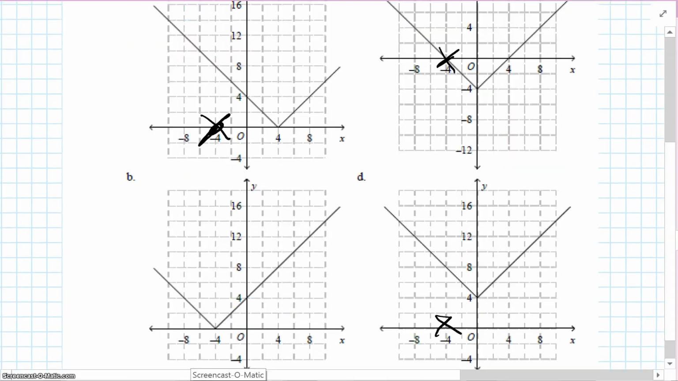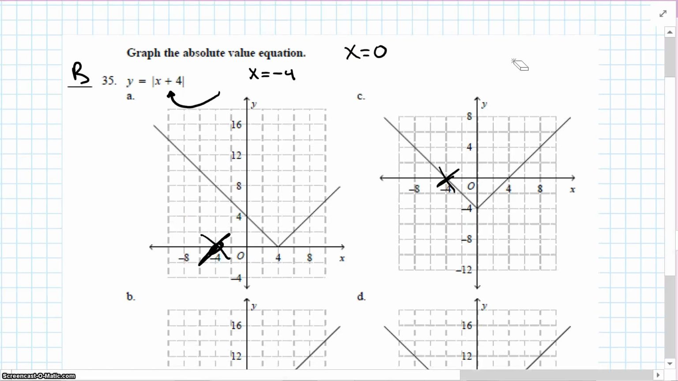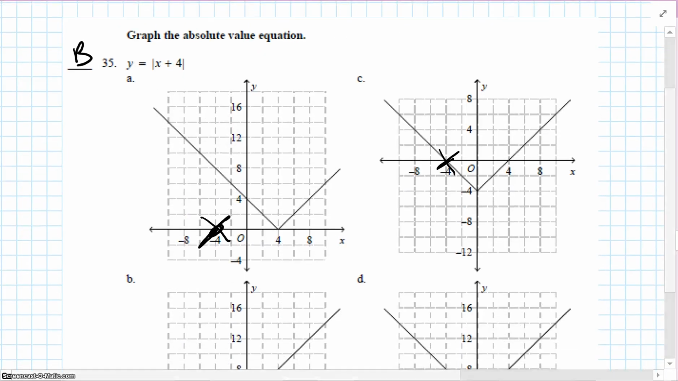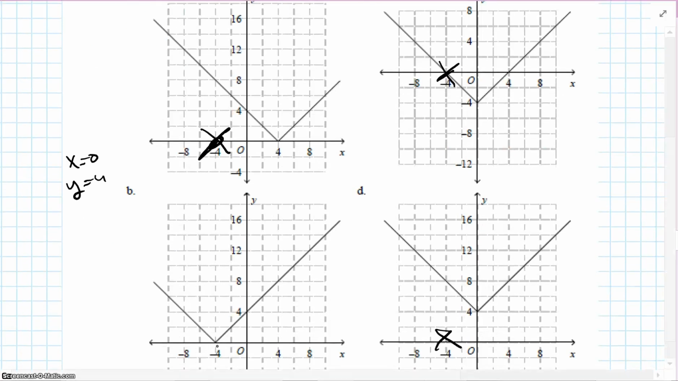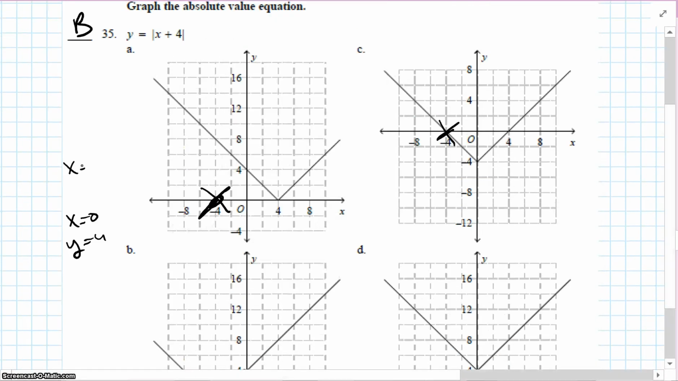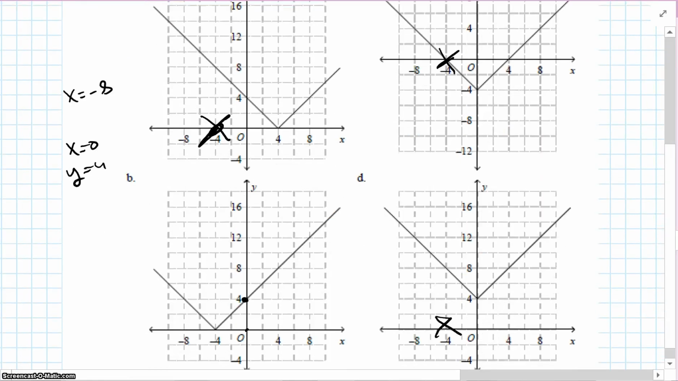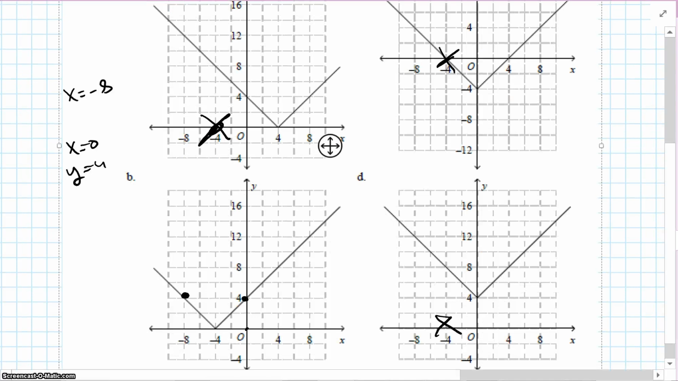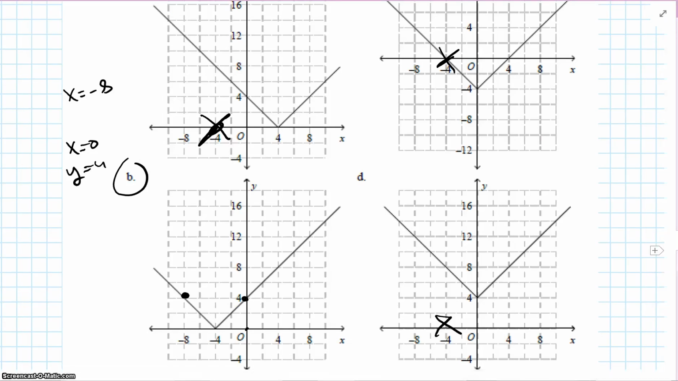And then all you have to do is just plot. And then you just plot points if you're not sure. Just double check. So make X equal to anything you want and just look. Okay? So if you made X equal to 0, Y would have to be 4. X equals 0, Y is 4. Perfect. Okay, when X equals negative 8, so negative 8 plus 4 is negative 4. Absolute value of negative 4 is 4. So when it equals negative 8, it's 4. So again, everything tells you it is B. Remember, absolute value equations are going to make a V.